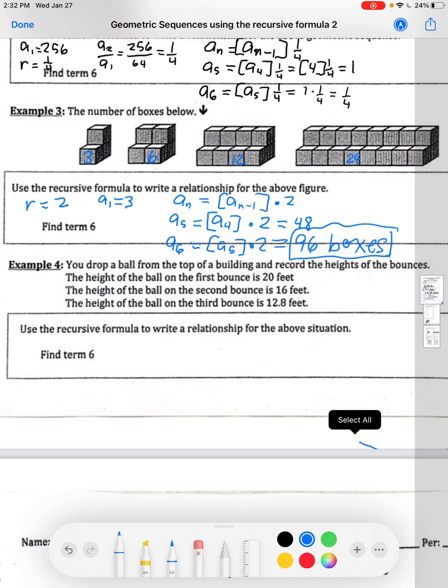You drop a ball from a building and record the heights of its bounces. The height of the ball in the first bounce is 20 feet. The height of the ball in the second bounce is 16 feet. The height of the ball in the third bounce is 12.8 feet. So let's just draw a quick little picture to illustrate what's currently happening.